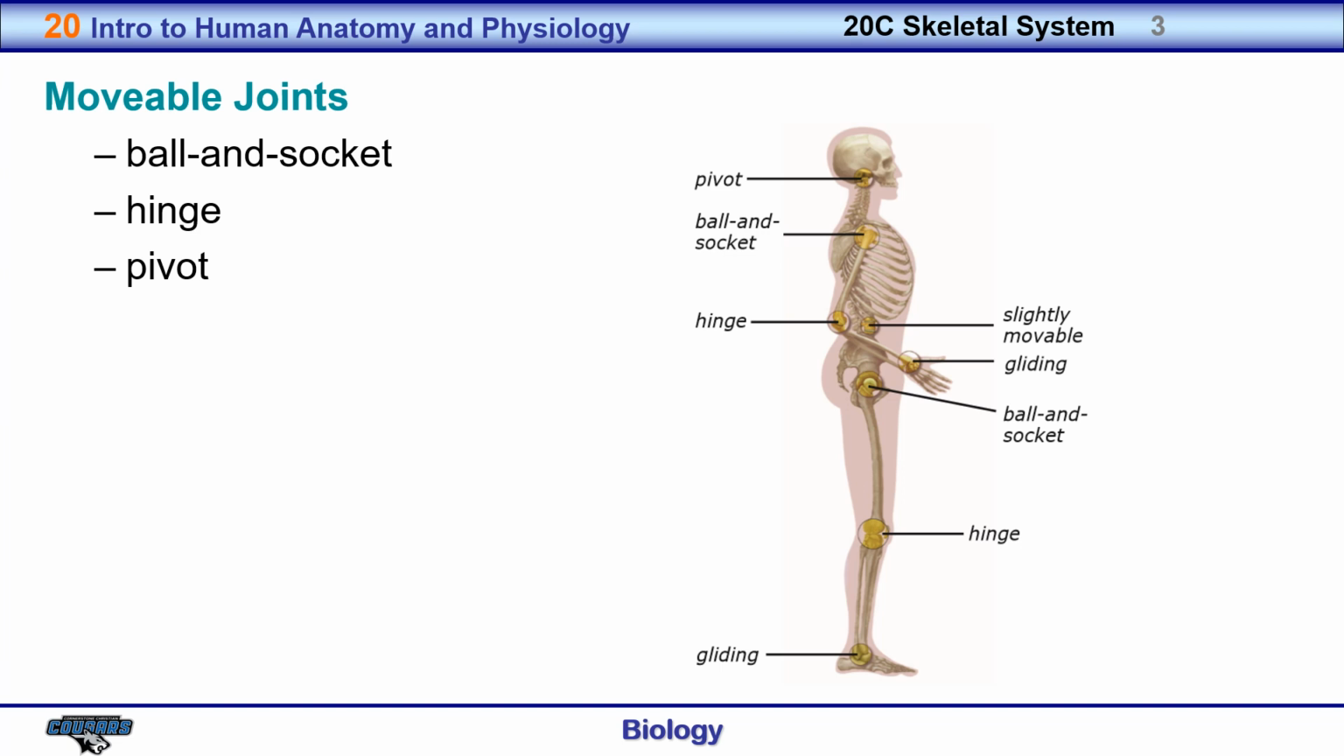Then we have the gliding joints. They have limited movement sideways and up and down. And these would be like the joints that make up your wrist. We call them the carpal bones that make up your wrist, or the tarsal bones that make up your ankle. It allows a certain amount of movement up and down and sideways. So we call those gliding joints.